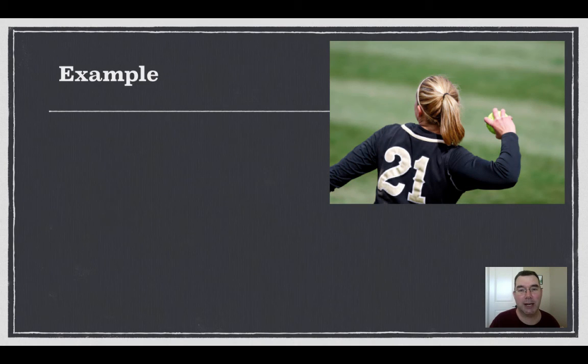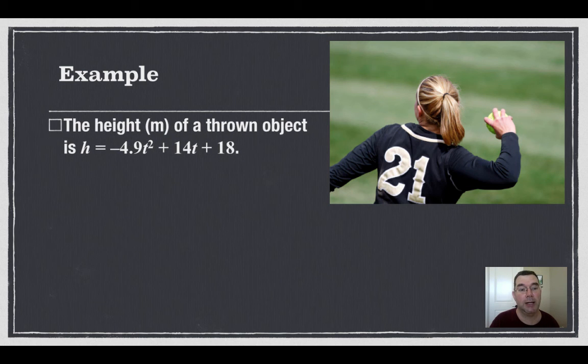All right, so just to give you an idea of how that looks with other variables other than x and y. So let's say I have the height in meters of a thrown object. And so the height is negative 4.9t squared plus 14t plus 18. So t is obviously the time variable again, and the height of the object is going to be dependent on the number of seconds that have passed.